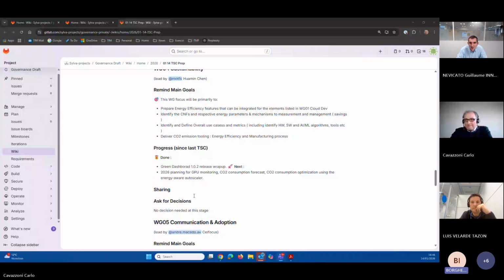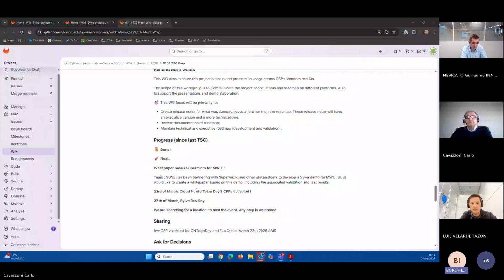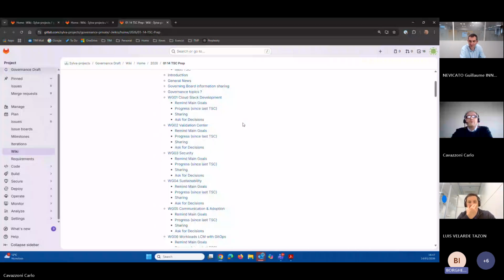The first one is that we are currently preparing a white paper with Sylva for the Mobile World Congress. As you know, Sylva has been partnering with Supermicro and other stakeholders to develop a Sylva demo for Mobile World Congress. The idea is to promote what we have done, to do communication and bring attention to the demo and to this new system, and how we help customers in terms of efficiency and power thanks to it. All the elements will be sent to us, and we are trying to create a super communication on the topic.